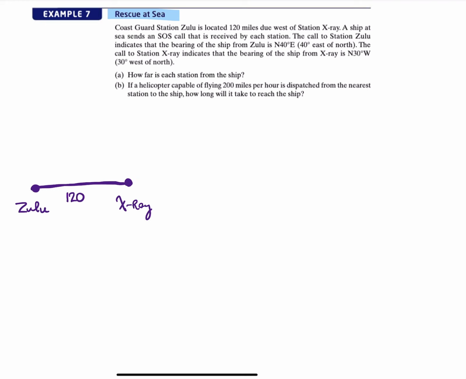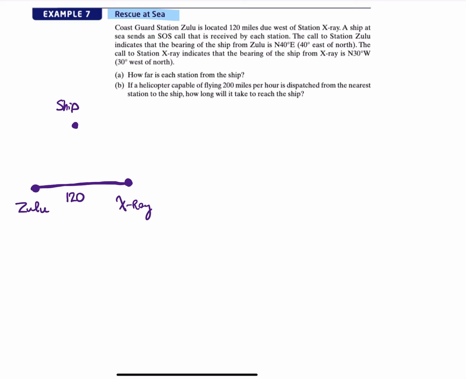It says a ship at sea sends an SOS call that is received by each station. So let's imagine there's some ship. We'll call this being out in the sea, and it sends an SOS signal. It says the call to Station Zulu indicates that the bearing of the ship from Zulu is 40 degrees east of north. So that's what this notation means.